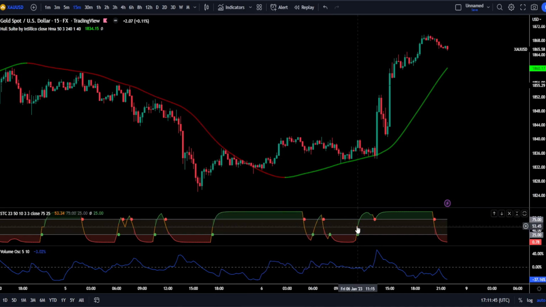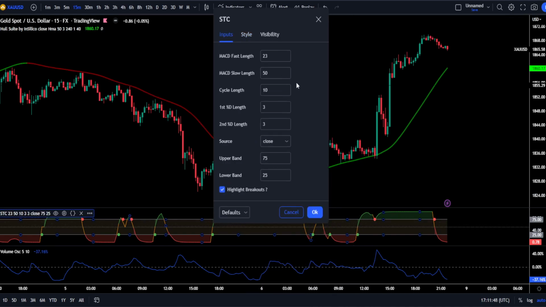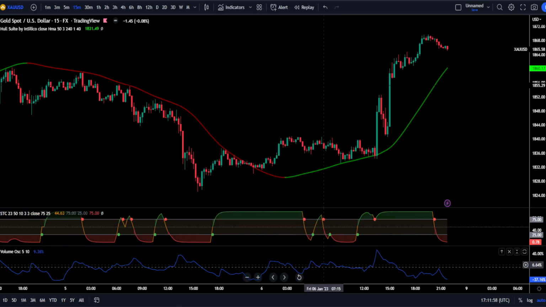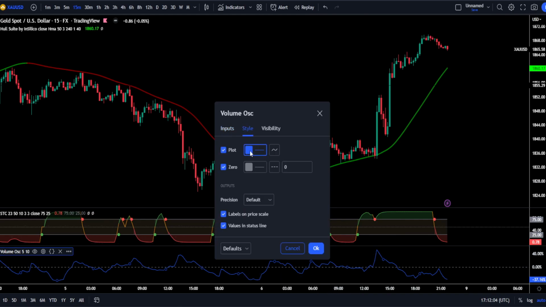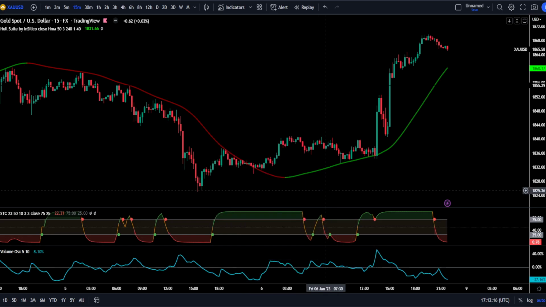We're not going to change the settings on our STC indicator. We're just going to leave our inputs on default. And finally, let's double click on our volume oscillator. We're not going to change any inputs on this. We're just going to make it a little more visible. Okay, now our strategy is complete.